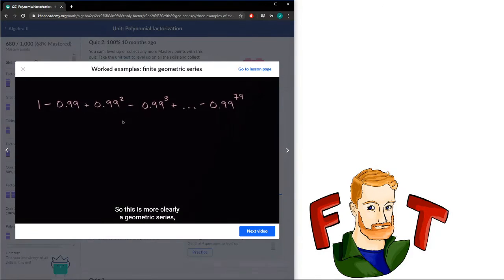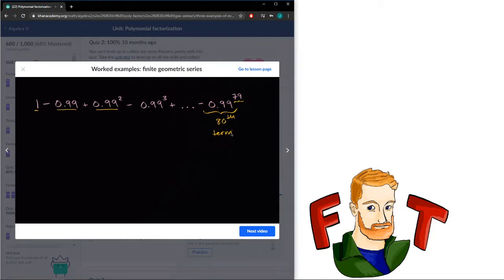So this is more clearly a geometric series. Let's first think about how many terms we're going to take the sum of. You might be tempted to say, okay, I'm taking it to the 79th power, there must be 79 terms here. But be very careful, because the first term is when we're taking 0.99 to the 0th power. The second term is where we're taking it to the first power. The third term is the second power, the fourth term is the third power, and so on. So this right over here is the 80th term. So we want to find S sub 80.